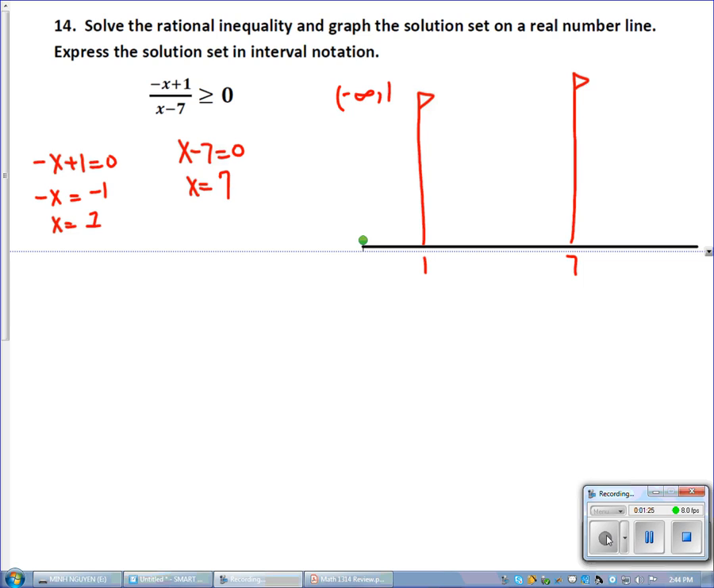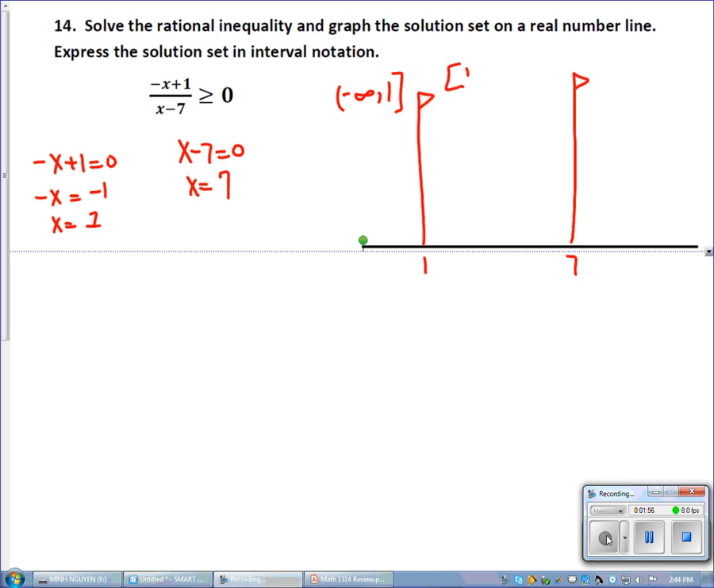Okay, so now I'm stopping here because we have to decide, will this 1 have a bracket or a parenthesis? Based on the definition of greater than or equal to, it should be a bracket. But because we have a rational inequality, will including the 1 make the denominator 0? And the answer is no. So we can use the definition of what's given to us, which is a bracket on 1. Okay, so then we go to the second interval.